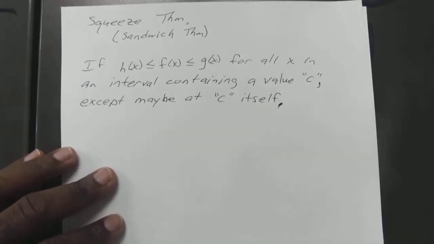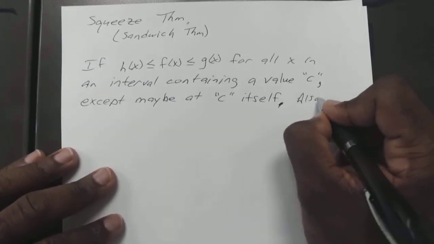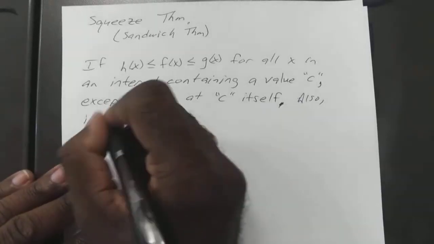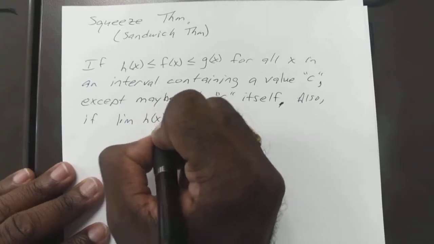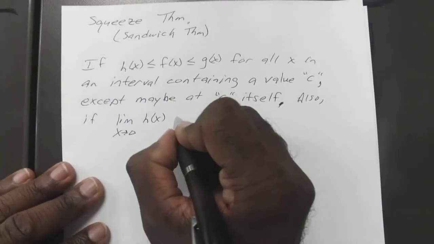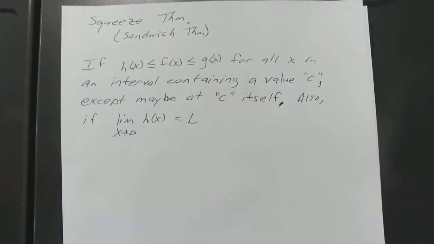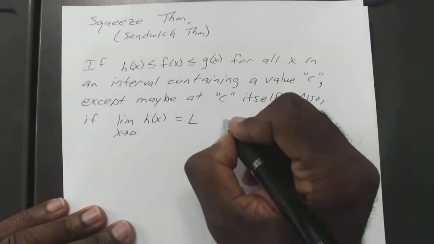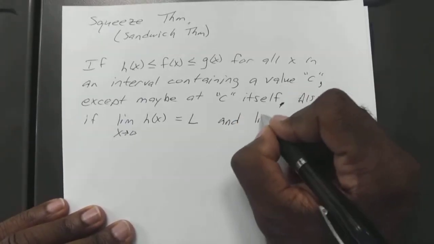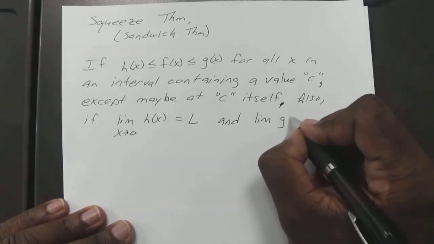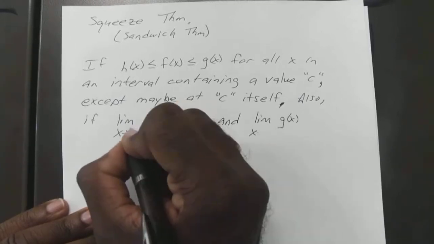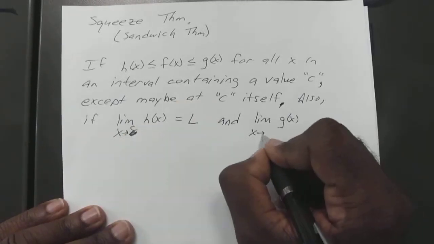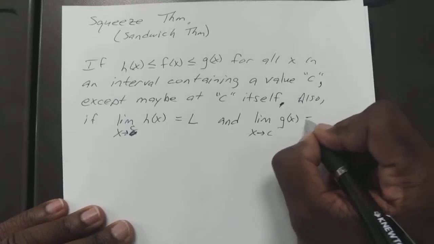Got to put a period there. Also, let's say the limit of that first function h of x as x approaches 0 equals some number, we'll just call it L. I have no clue what the limit is, it's just some number. Let's say also the limit of the function on the outside, g of x. Oh, sorry, that should have been x approaches c. I still have 0 on the brain from the previous one. As x approaches c equals the same limit.